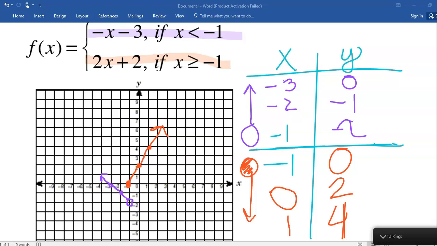What is the domain? What is the range? Is there a 2? Nope. So y is greater than -2. Yep. Because this is the lowest point and both graphs are going up.